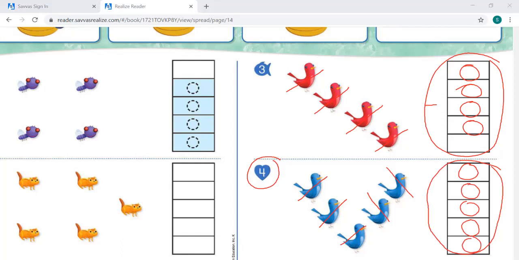You guys are doing great, superstars. I want you to do the attached worksheet, complete it and turn it in.